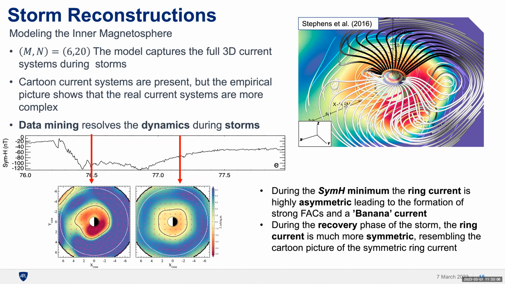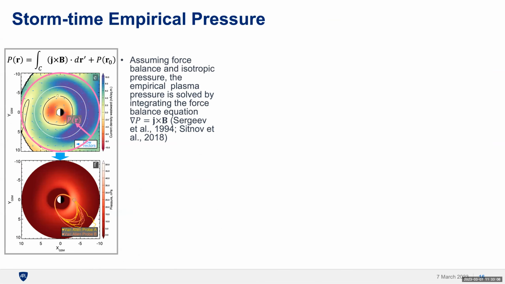So moving on, now that we're pretty convinced that we're resolving the inner magnetosphere, we can use this empirical picture here to estimate what the empirical pressure is from it. If we assume force balance, we get this force balance equation that relates the gradient of the pressure to this J cross B force term here.